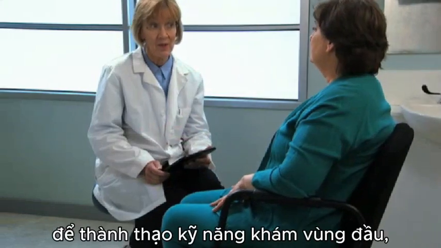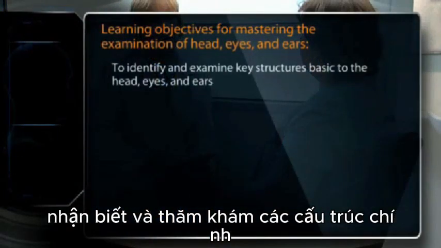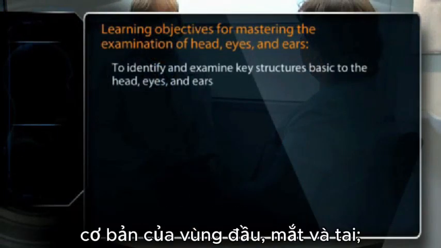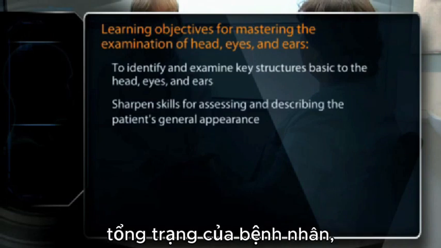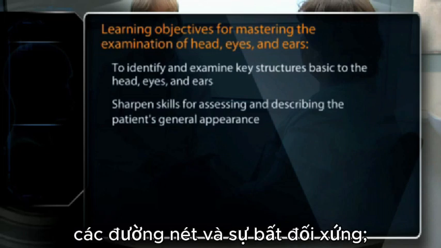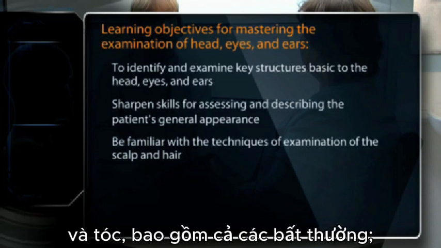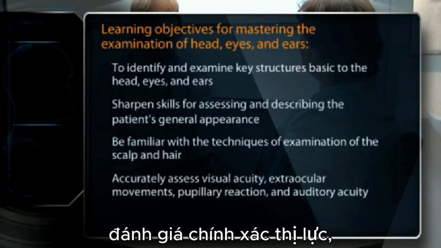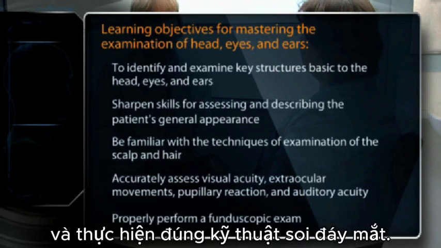Your learning objectives for mastering the examination of the head, eyes, and ears are to identify and examine key structures basic to the head, eyes, and ears, to sharpen skills for assessing and describing the patient's general appearance, including facial expression, contours, and asymmetry, to be familiar with the techniques of examination of the scalp and hair, including abnormalities, to accurately assess visual acuity, extraocular movements, pupillary reaction, auditory acuity, and to properly perform a fundoscopic exam.